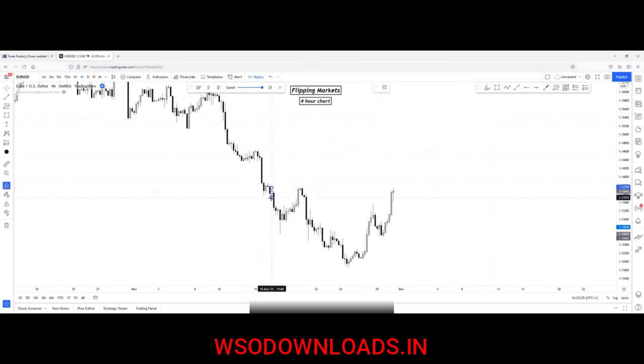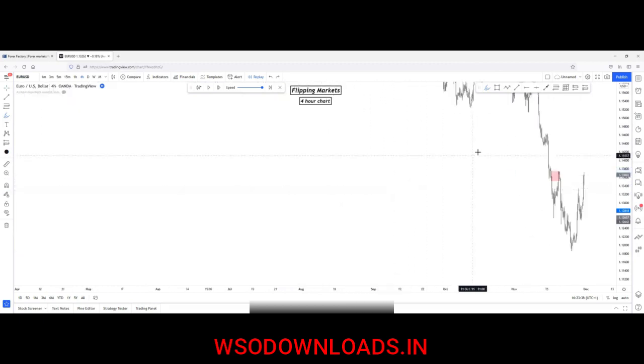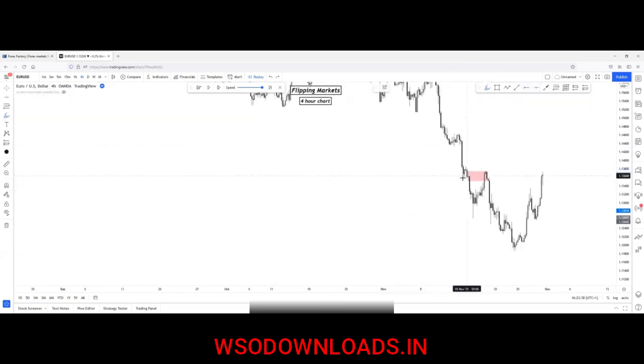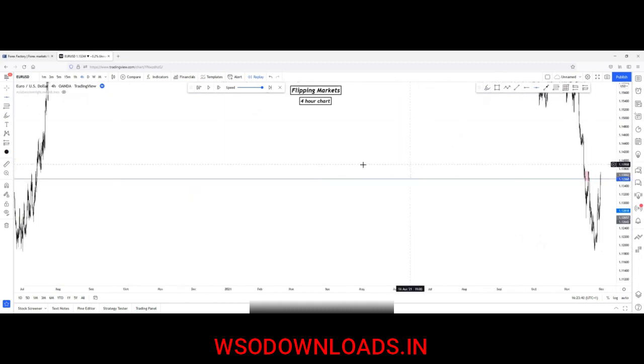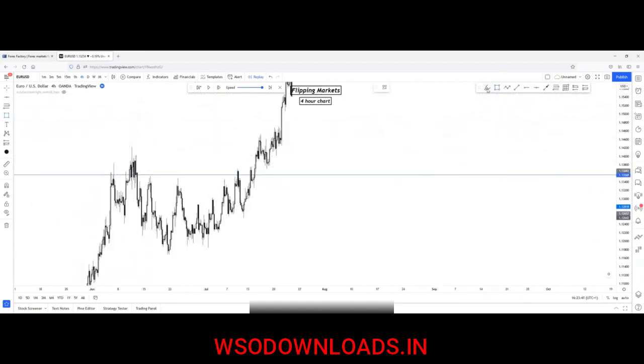So as you can see, we had this supply zone right here that price just respected after the breakout structure. So here was the breakout structure, and the breakout structure happened from this supply zone. Let's see if it swept any liquidity. Let me just put my marker right here, and let's see if it swept liquidity. As you can see, it actually swept small liquidity from this region.